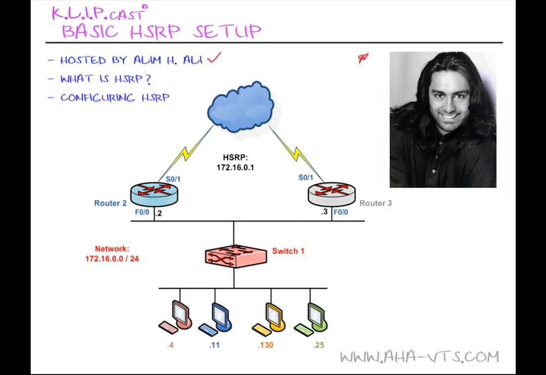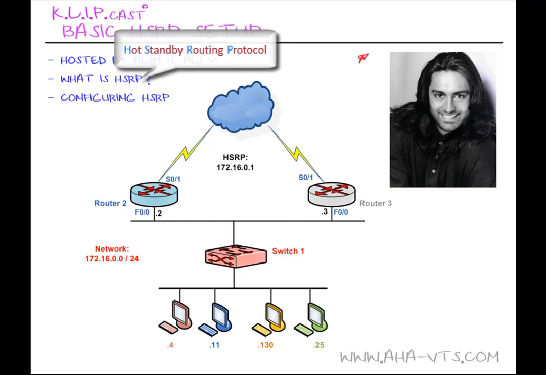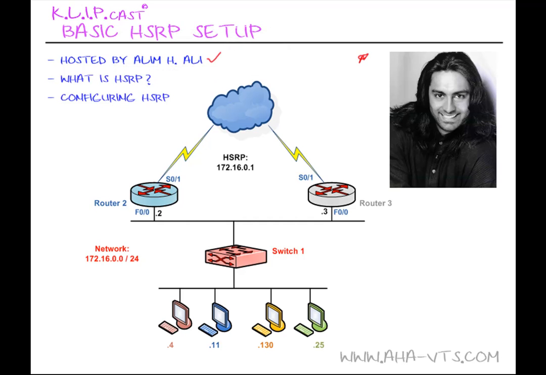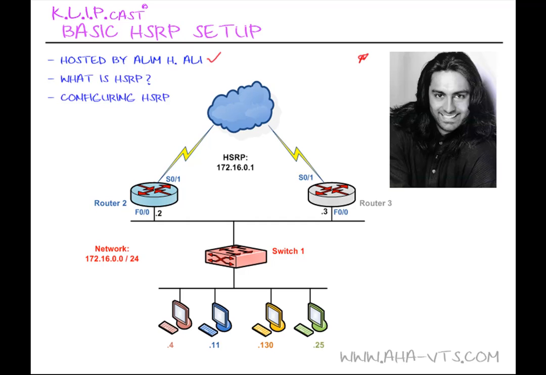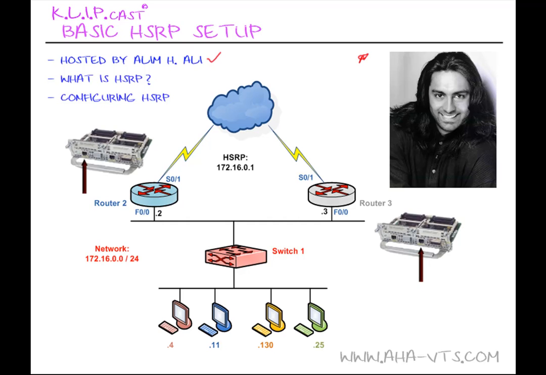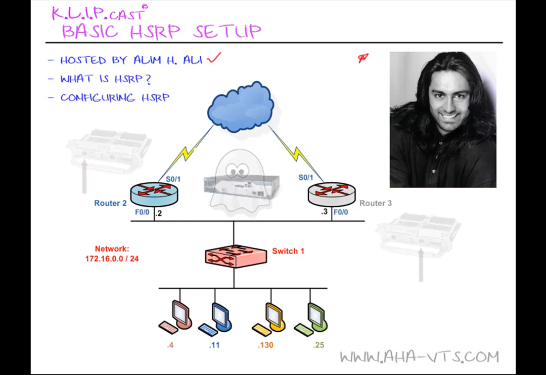Now, HSRP is a Cisco proprietary protocol, which stands for Hot Standby Routing Protocol. And in my opinion, it's not necessarily a routing protocol per se, but more of a redundant virtual router that exists on a network that resides in a physical router if configured to take part in the HSRP functionality. It entails the usage of a set of router interfaces working together to present the appearance of a single virtual router or default gateway to the hosts on a LAN or LAN segment.